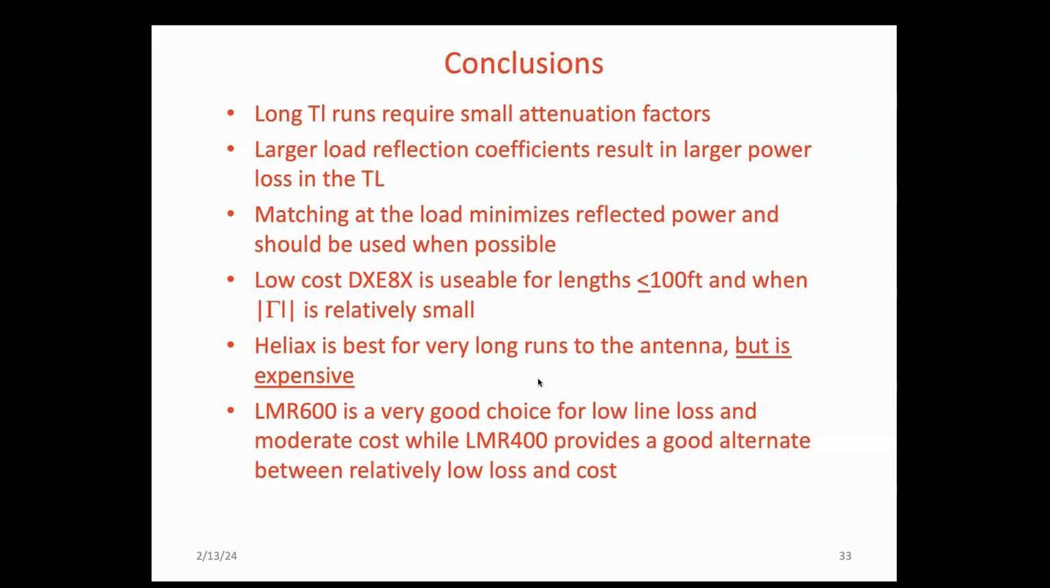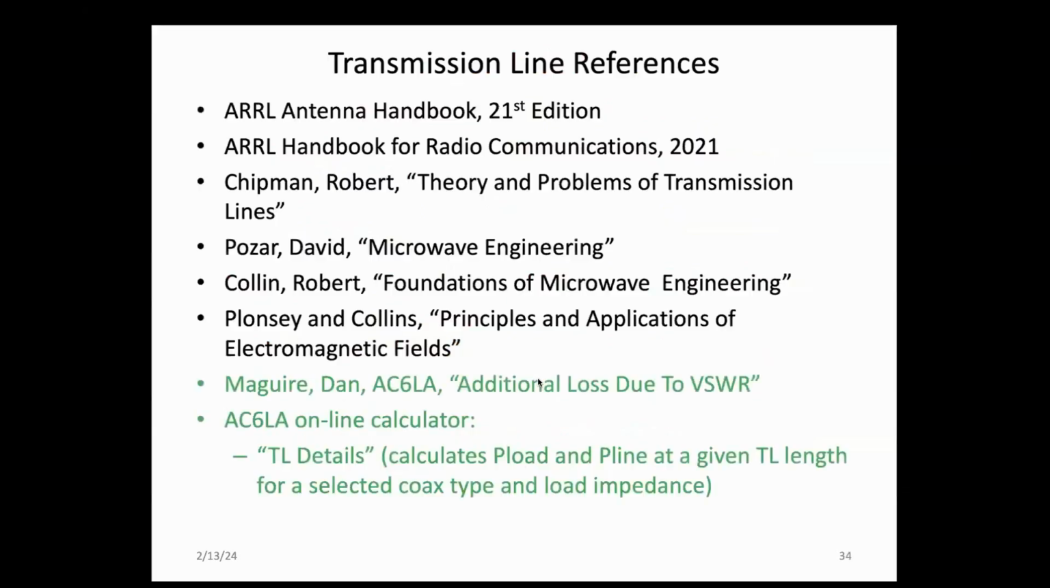Matching minimizes the reflected power at the load and should be used whenever possible. I like my cost-effective coax for lengths less than 100 feet. Heliax obviously is the very best for long runs, but it is expensive. And I would say LMR 600 or SMC 600 is a good choice at moderate cost. And one more slide, please.